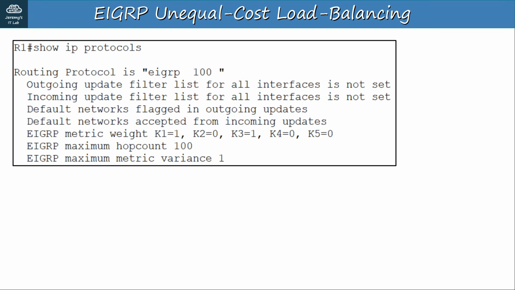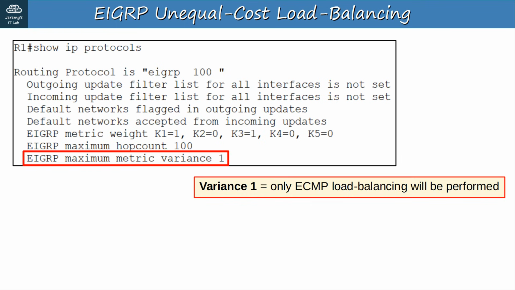So here is some output from the show IP protocols command. Down here it says EIGRP maximum metric variance 1. This is the default value, 1. With the variance of 1, only equal cost multipath, ECMP load balancing will be performed. This means a route's feasible distance must be equal to the successor route to be chosen for load balancing. Actually, if another route's FD is equal to the successor route's FD, that route is a successor too. There can be multiple successors. So with the default settings, EIGRP doesn't do unequal cost load balancing.